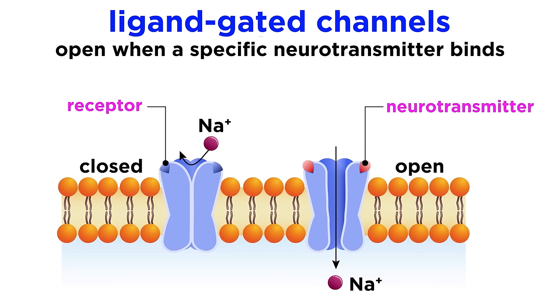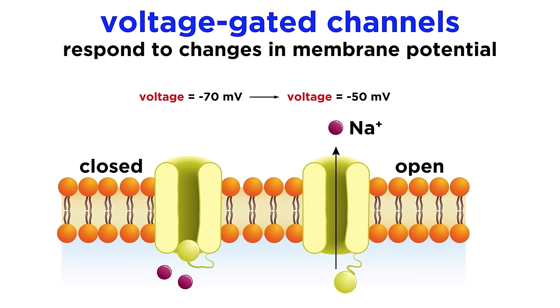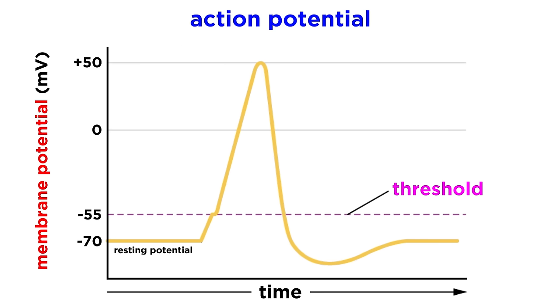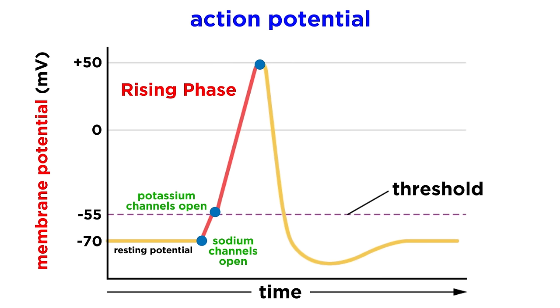As we said, this whole process begins with ligand-gated channels that are activated by neurotransmitters, thus producing a graded potential, causing voltage-gated channels to open. And if enough ions diffuse so as to surpass the threshold, the action potential is generated. What is the time frame associated with these events? Well, the rising phase begins when the sodium channels open, shortly after which the potassium channels open, and the membrane potential rises rapidly for about a half a millisecond.